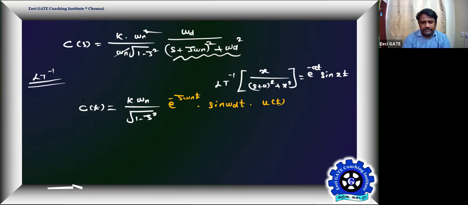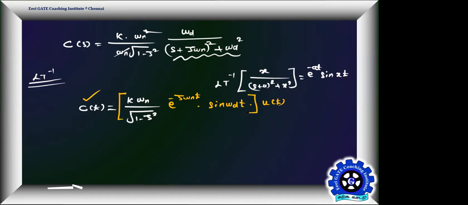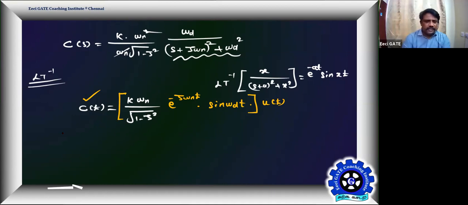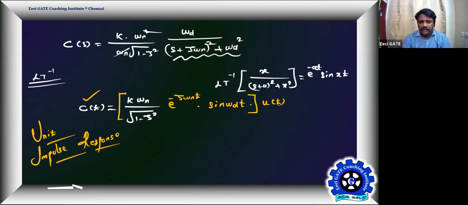Getting it, all of you? Following? Yes, that's your unit impulse response of a standard second order underdamped system. Clear? Where omega d is equal to omega n into root of 1 minus zeta square radian per second. It gives finite oscillations.